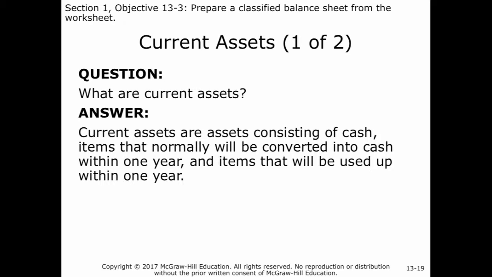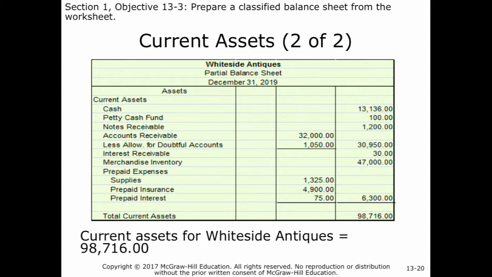And so the first section on the classified balance sheet is the current asset section. Current assets consist of cash, items that will normally be converted into cash within 1 year, and items that will be used within 1 year. Those are usually cash, accounts receivable, merchandise inventory, supplies, etc. The current assets are usually listed in order of liquidity, and current assets are vital to the survival of a business because they provide the funds needed to pay bills and meet the expenses and the demands of the business.